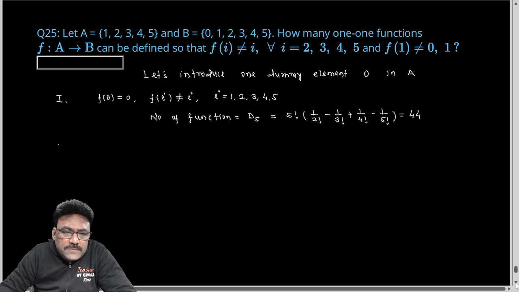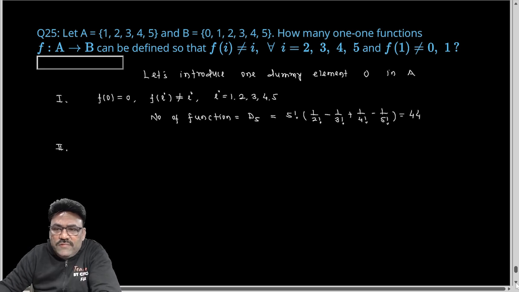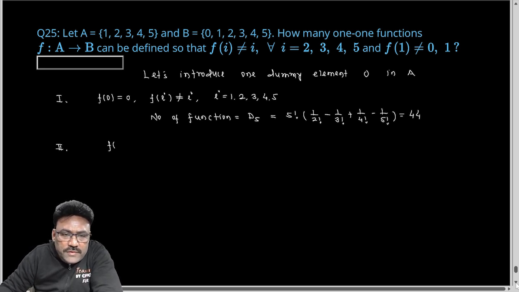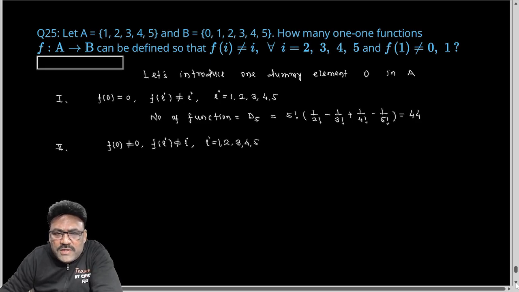Now what happens when F0 is not 0? So now I am saying F0 is not 0. Fi is not equal to i for i is equal to 2, 3, 4, 5. In fact, let's write 1, 2, 3, 4, 5. So basically you are writing that Fi is not equal to i for all 6 elements.